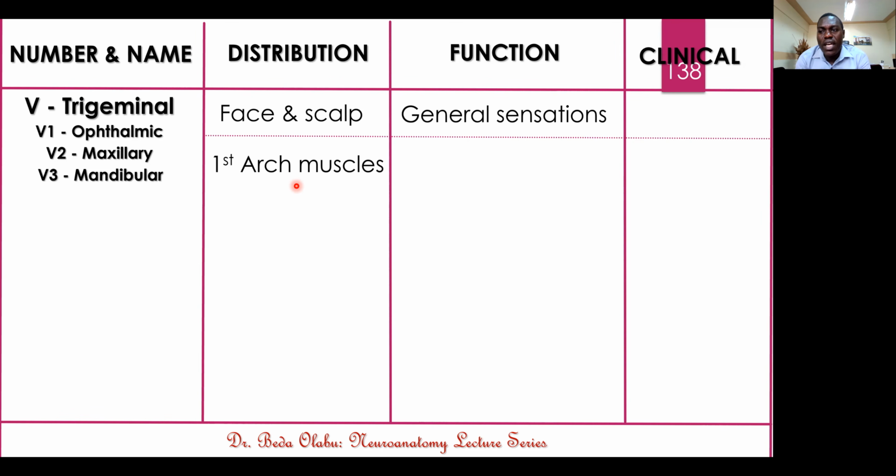Each of the arches have specific muscles that are derived from them. The first pharyngeal arch muscles are muscles of mastication. They are muscles which move the mandible. Those muscles are innervated by the mandibular division of the trigeminal nerve.